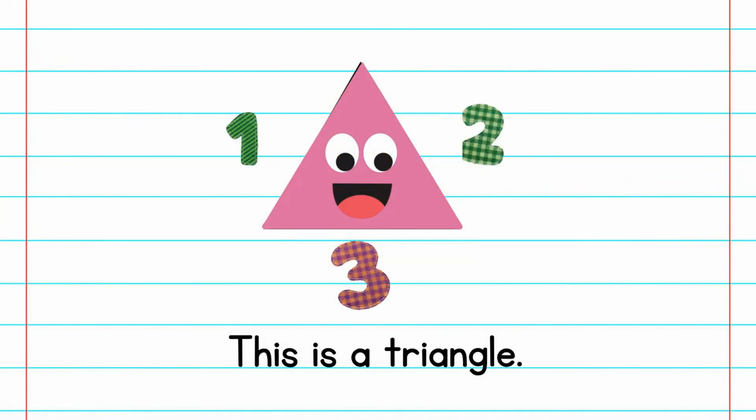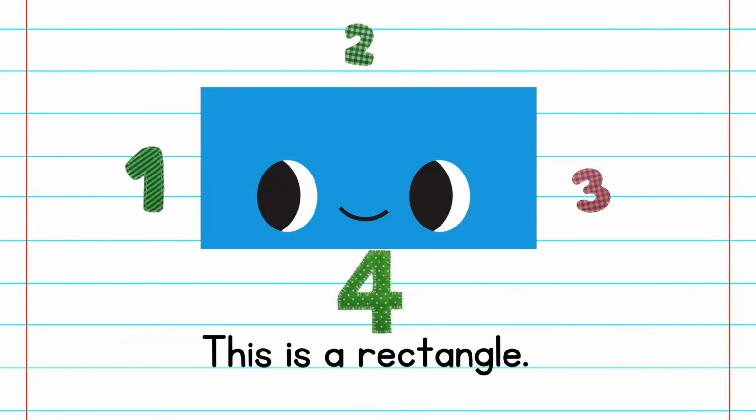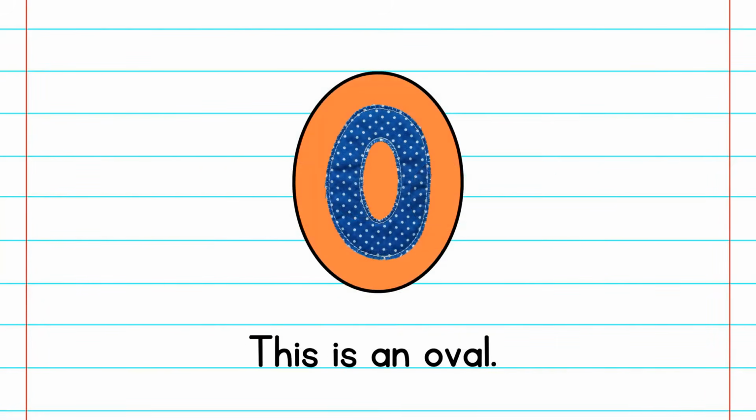0. This is a triangle. It has 3 sides. 1, 2, 3. This is a rectangle. It has 4 sides. 1, 2, 3, 4. This is an oval. It has 0 sides. 0.